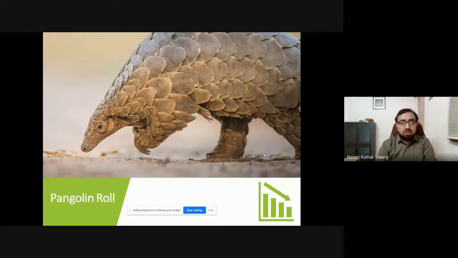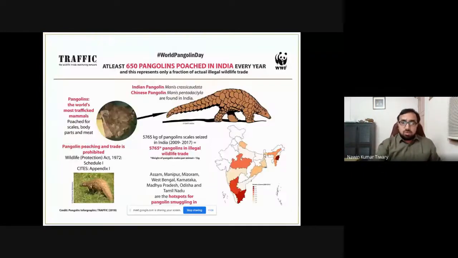The organization Traffic has done a study, and they found that around 6,000 illegal pangolins were recovered by the Forest Department and various customs agencies in a very small span of time, 2009 to 2017. 6,000 individuals were captured from the wild. If you look at this image, this is a report of Traffic only. Traffic is an NGO which works for wildlife trade monitoring and for stopping wildlife trade.